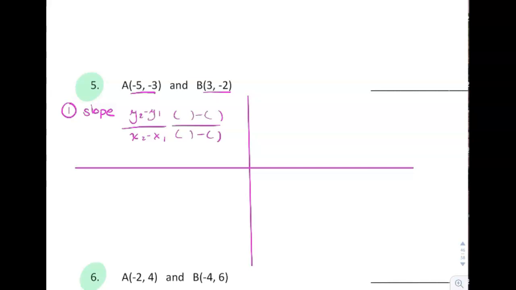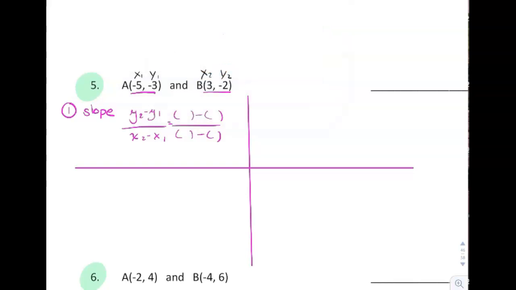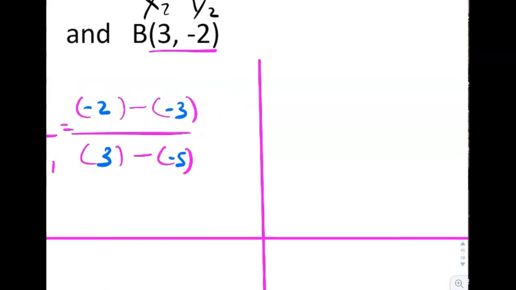When I plug in, I have my x1, my y1, my x2, my y2. My y2 is negative 2, my y1 is negative 3, my x2 is 3, and my x1 is negative 5. Got a lot of negatives going on here. Let's see. I have a leave, add, opposite. So negative 2, and then I go up 3. That puts me at 1. Leave, add, opposite again. I have 3 plus 5, which is 8.